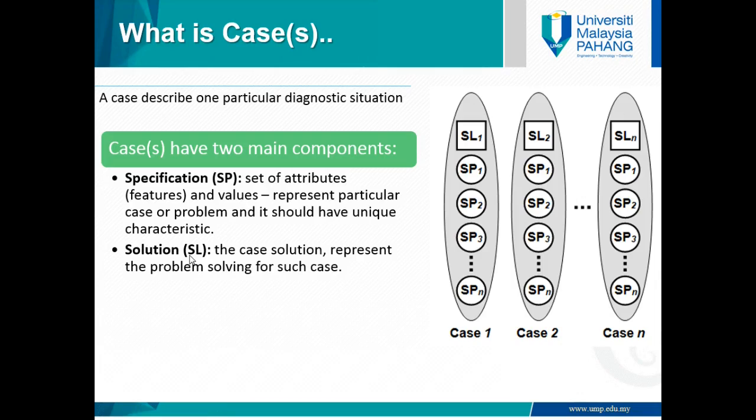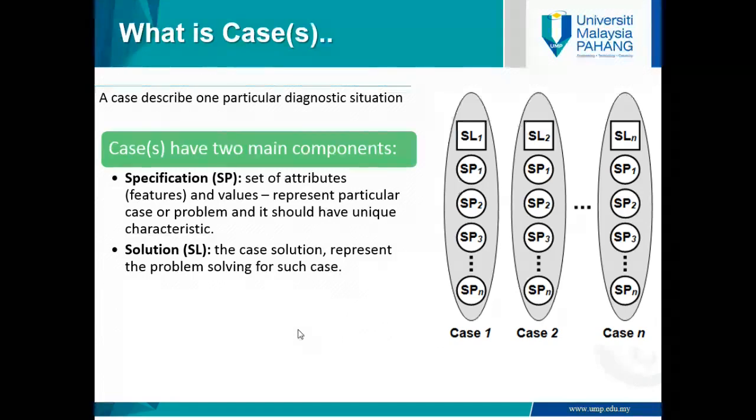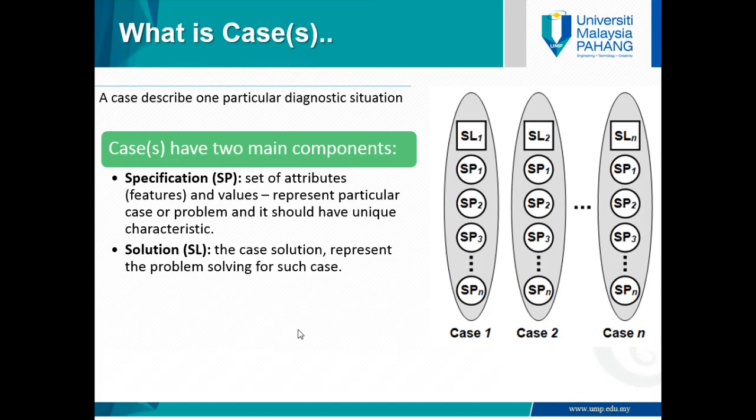So the specification part includes a set of attributes or features. Attribute and feature have the same meaning here, along with the value. This set of attributes and features represents or describes a particular problem. So these attributes or features are used to represent a description of the problem. And the solution part includes the solution that is used in addressing the case or the problem.